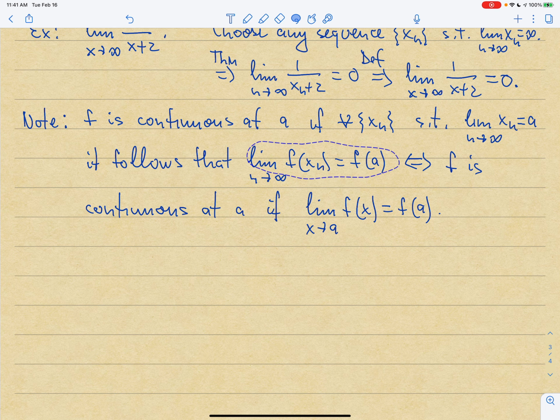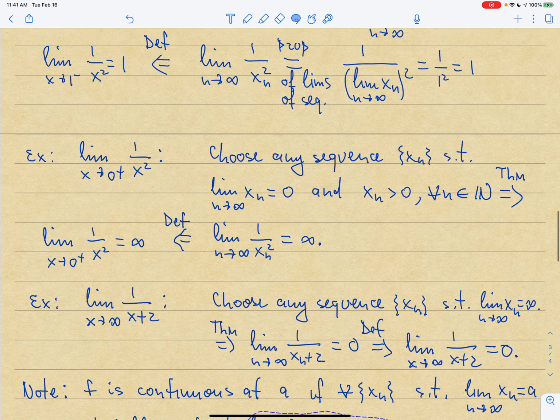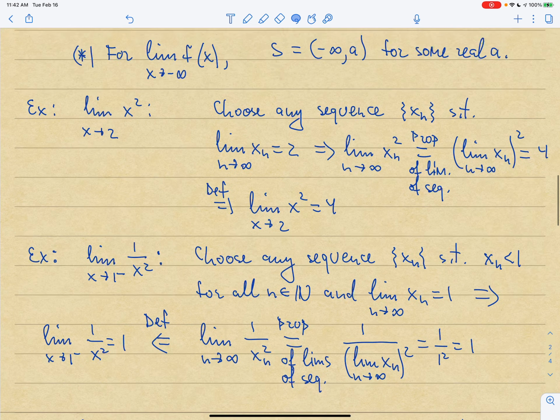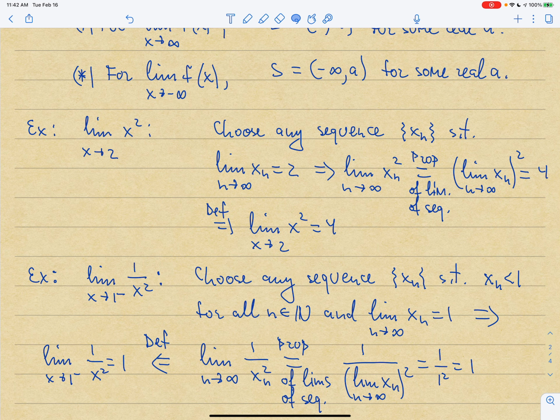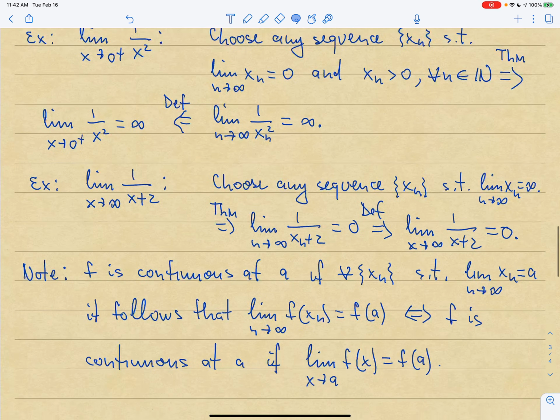So if, for instance, I go back to my, let's say, first example here, well, the function x squared is continuous. If it is continuous, then it's continuous everywhere. In particular, it's continuous at 2. So then if I want to compute the limit as x goes to 2 of x squared, I just can plug in x equal to 2, and then I'm done, right?